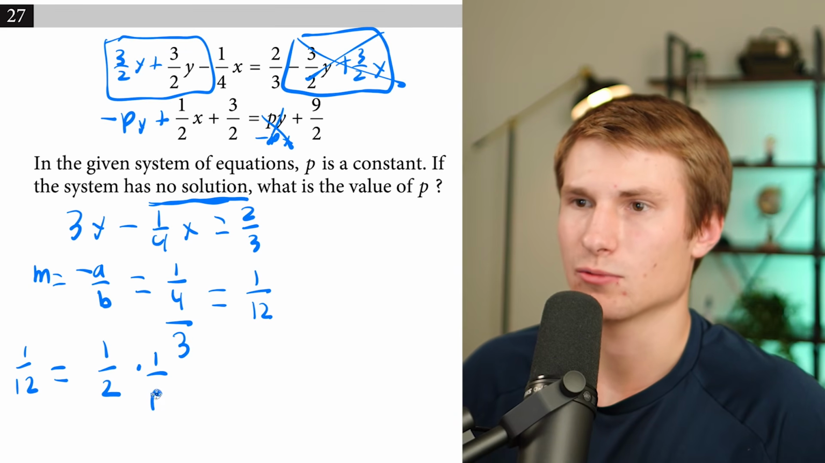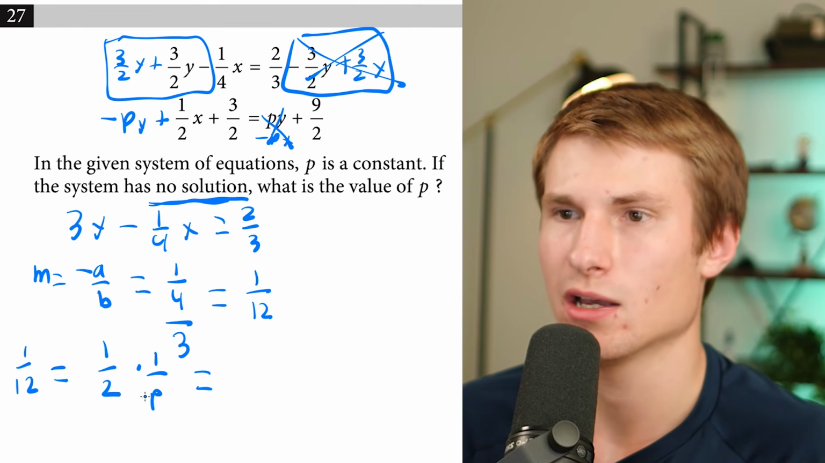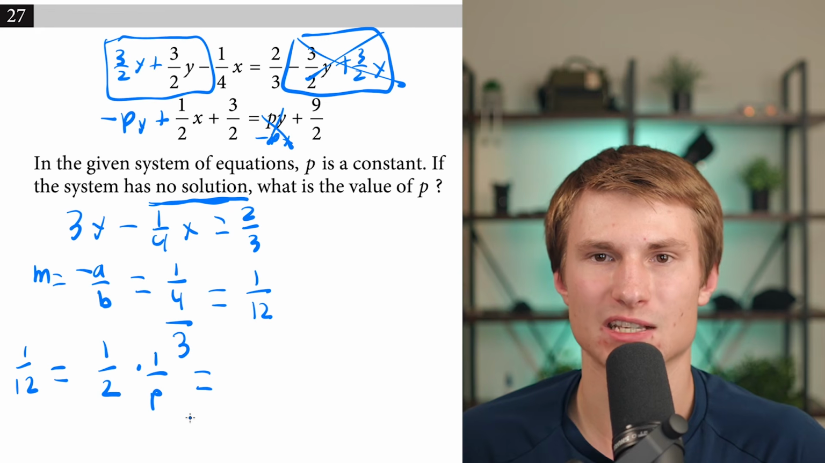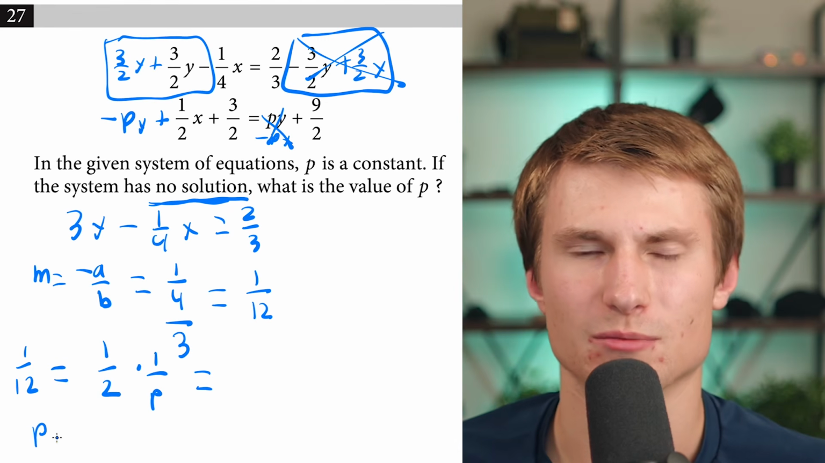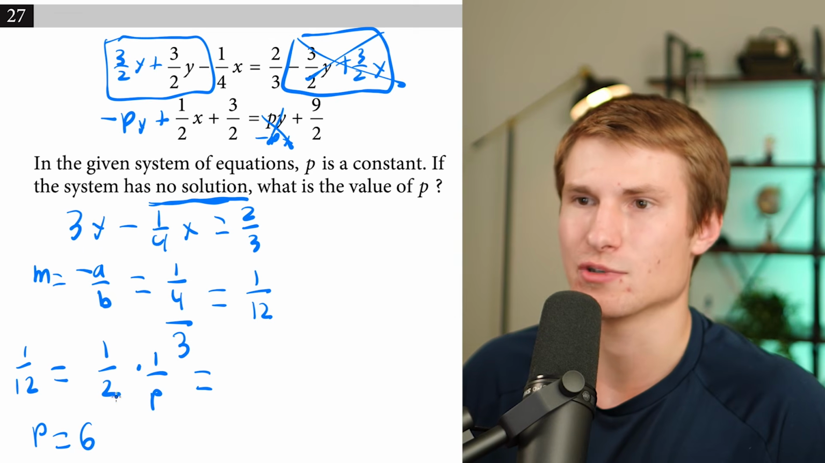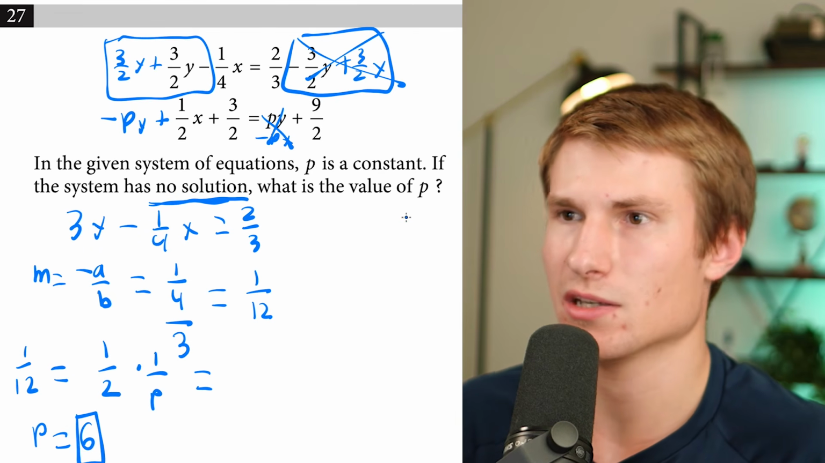We're going to be left with 1/12 is equal to 1/2 times 1 over p. In this case, we see that 2 times 6 would give us that 12. So p is going to have to equal 6, right? 6 times 2 gets us that 12. So P would equal 6. What is the value of P is what we're asked to answer with, and the value of P there would be 6.